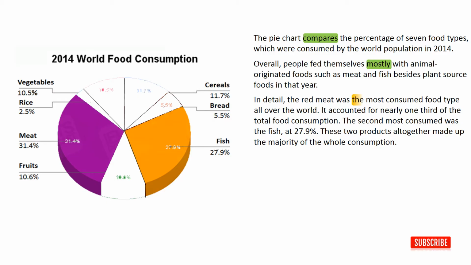Here, the superlative form is the most consumed. It means the figure for red meat is higher than any figure shown on the chart. Another superlative form is the second most consumed. The percentage of fish consumption is the second highest figure. So, one alternative way of making comparisons is using superlative forms.